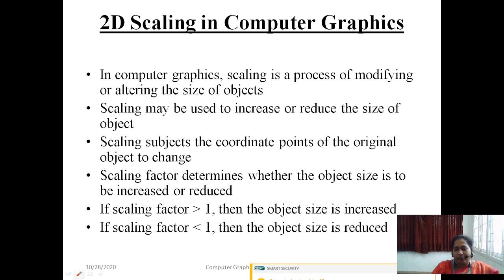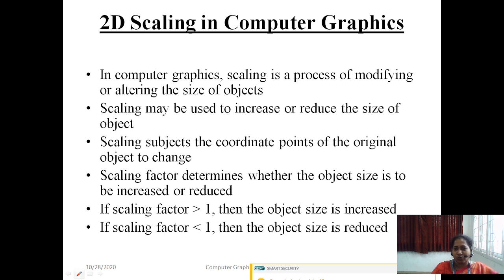Next, we are moving to 2D scaling in computer graphics. What is meant by scaling? Scaling is a measurement of the particular object. Scaling is a process of modifying or altering the particular object size. The scaling may be used to increase or reduce the particular object.